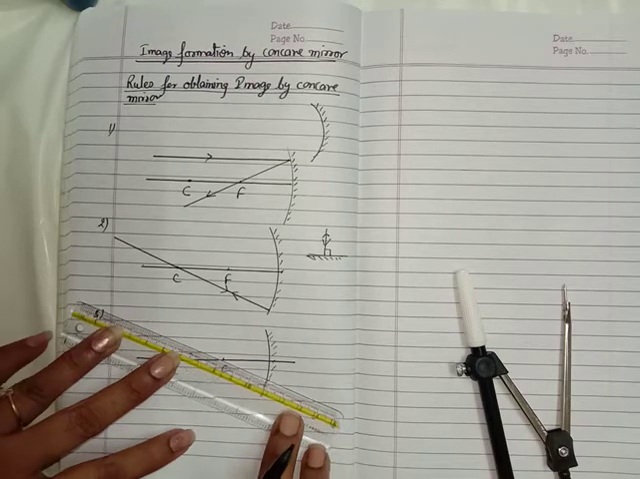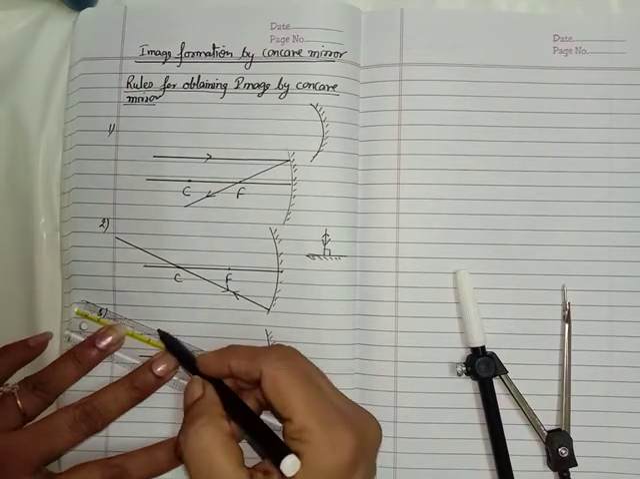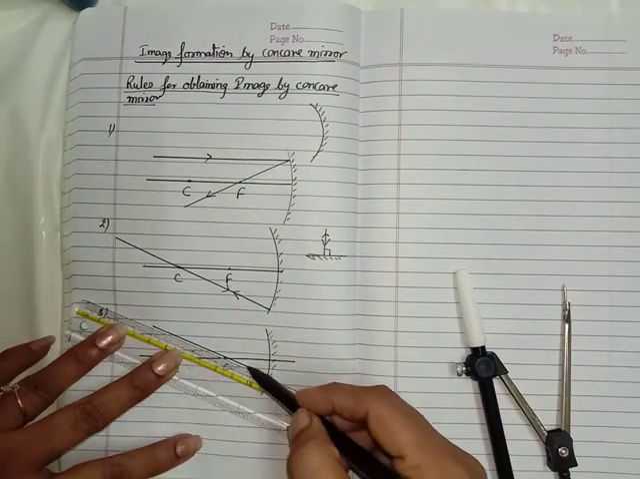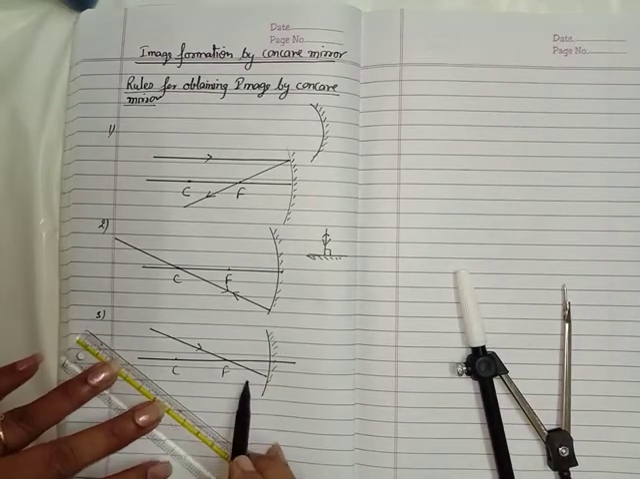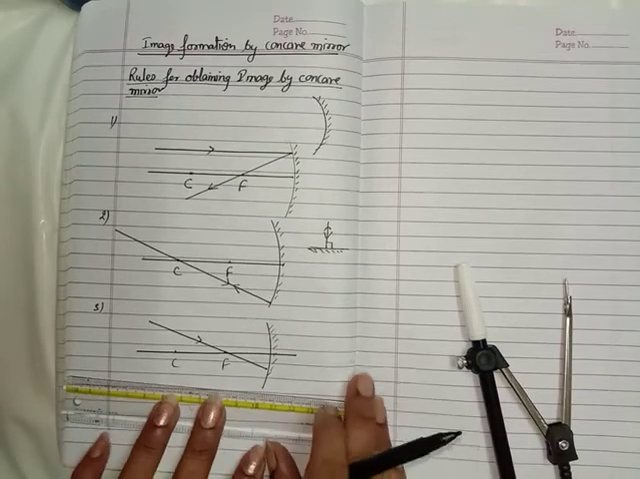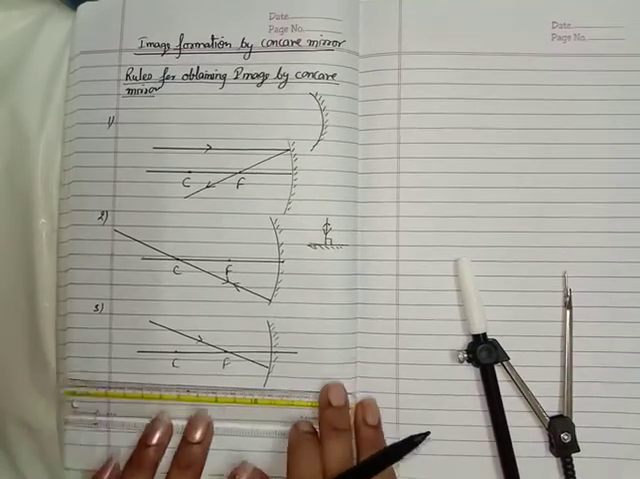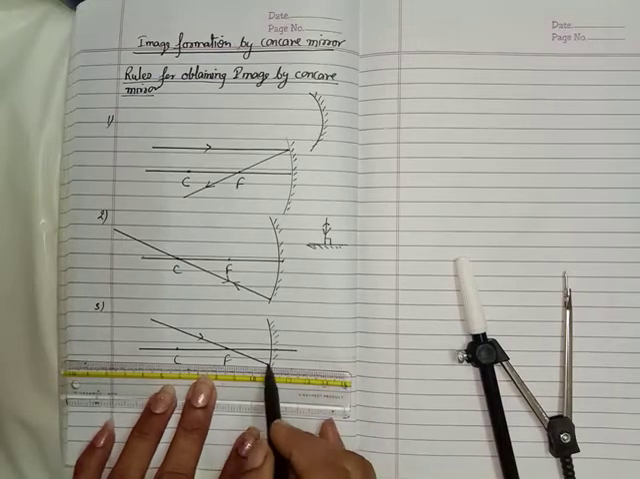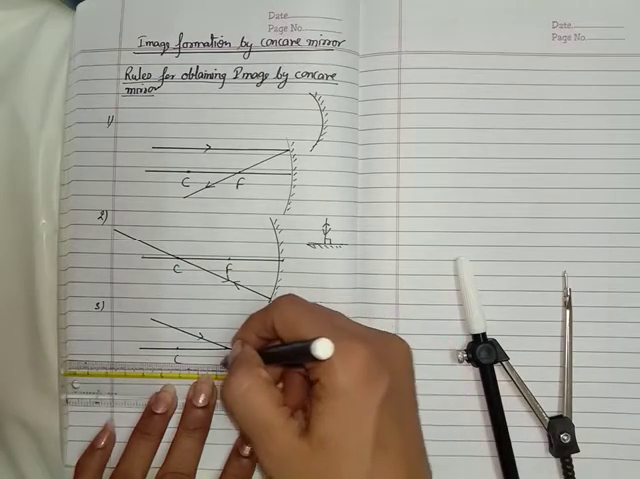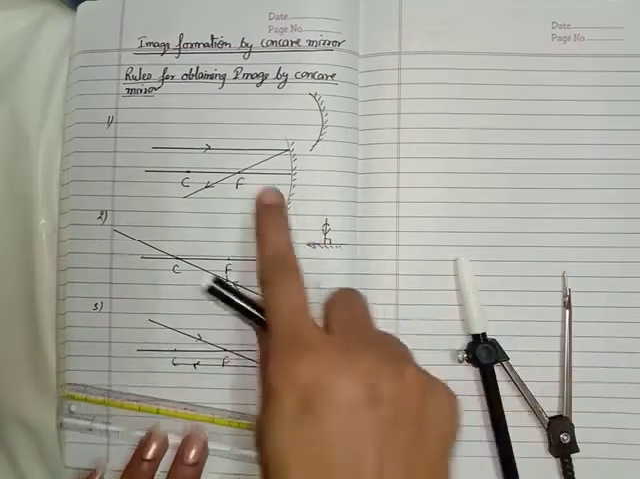If a light ray which is coming from the object passes through the focus of the concave mirror, then after reflection from the mirror, it always passes parallel to the principal axis. Okay, this is the converse of this one.